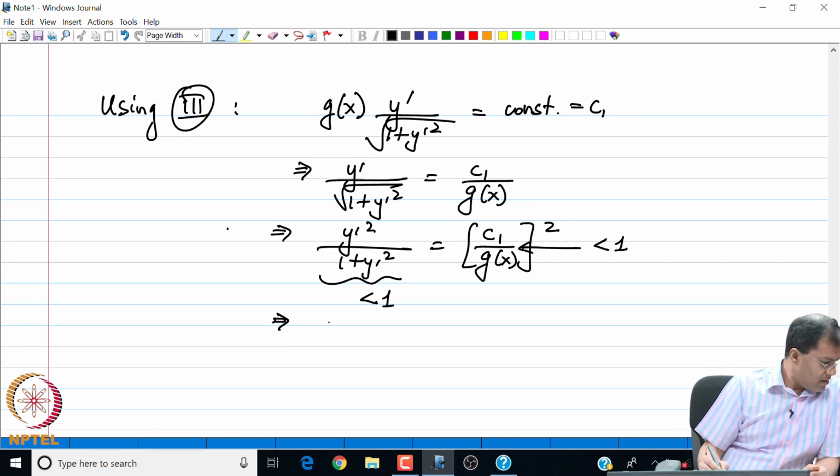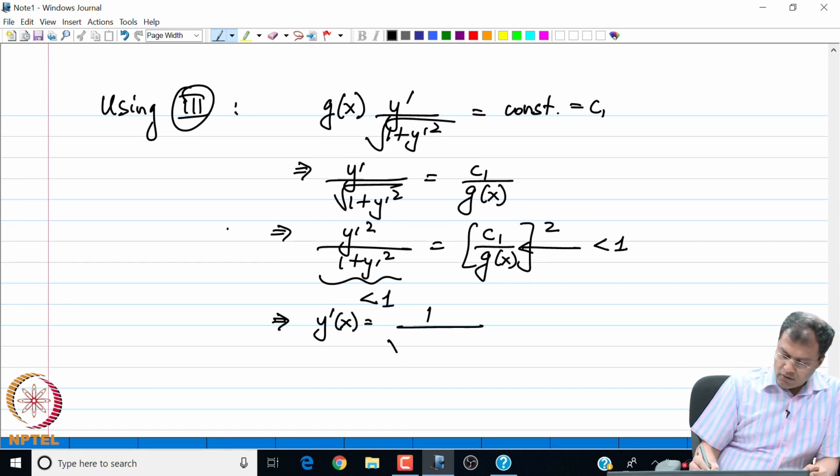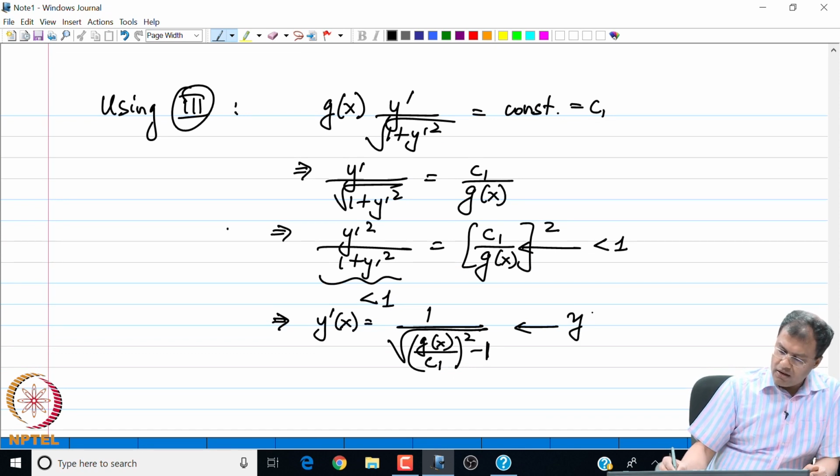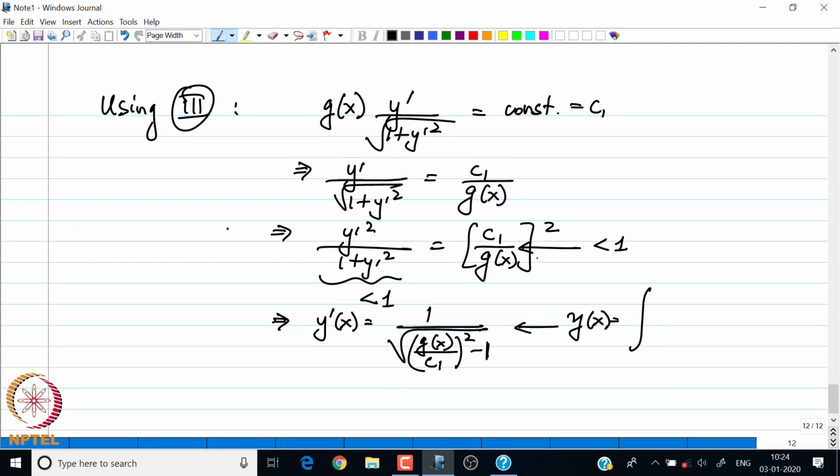We see that y prime of x is equal to 1 by square root of g of x divided by C1, whole square, minus 1. Or we see that y of x is equal to the integral. We integrate this expression. Notice that this quantity is greater than 1 because the quantity here is less than 1, so the square root is well defined. Integrating this expression, this is what we are going to get: the integral of 1 over square root of g square by C1 square minus 1, plus another constant of integration, which I define as C2.